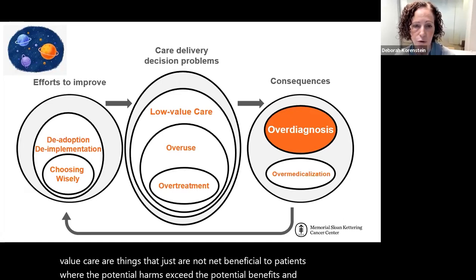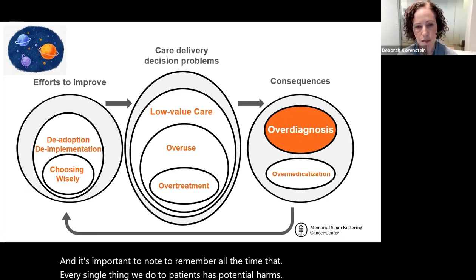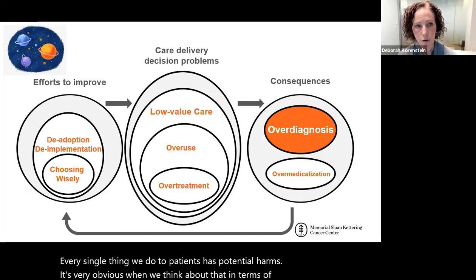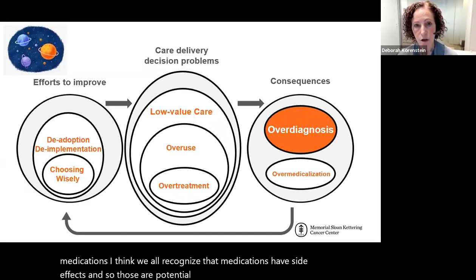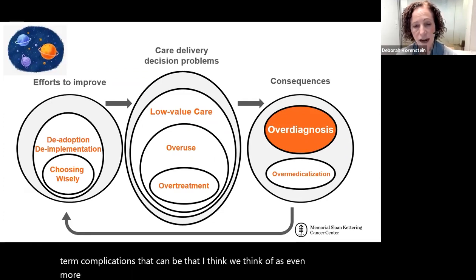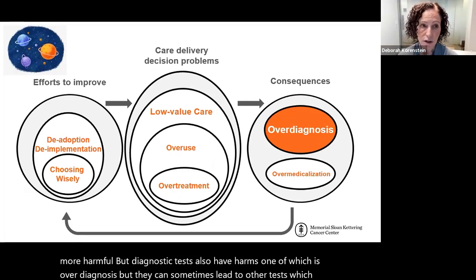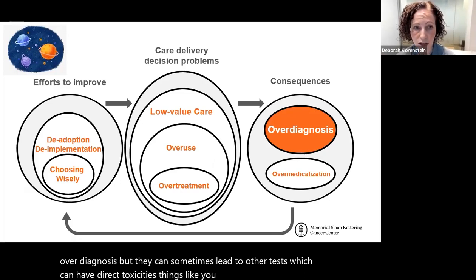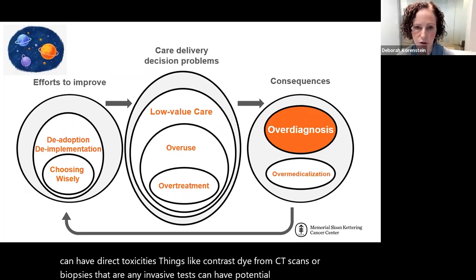It's important to remember all the time that every single thing we do to patients has potential harms. It's very obvious when we think about medications. I think we all recognize that medications have side effects, and those are potential harms. Some of them have long-term complications that I think we think of as even more harmful. But diagnostic tests also have harms, one of which is overdiagnosis, but they can sometimes lead to other tests, which can have direct toxicities, things like contrast dye from CT scans. Biopsies, any invasive test, can have potential harms. Every single thing we do has potential harms.